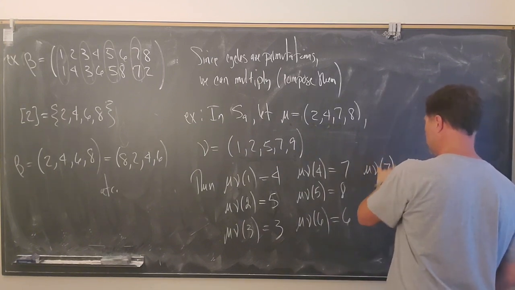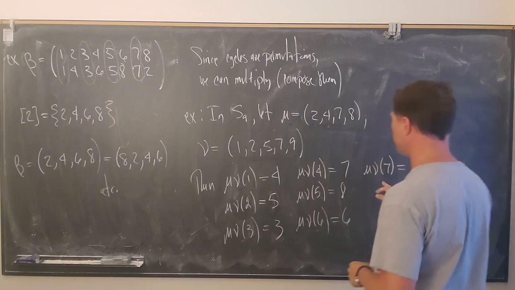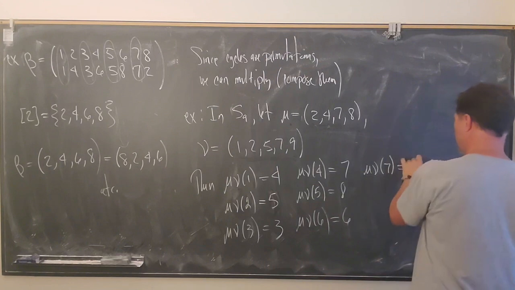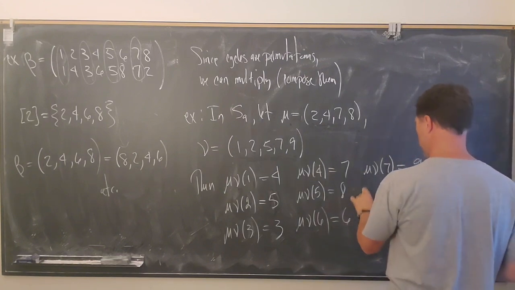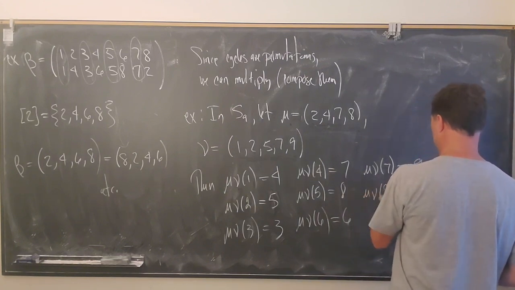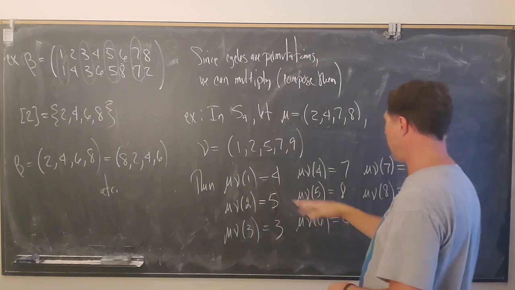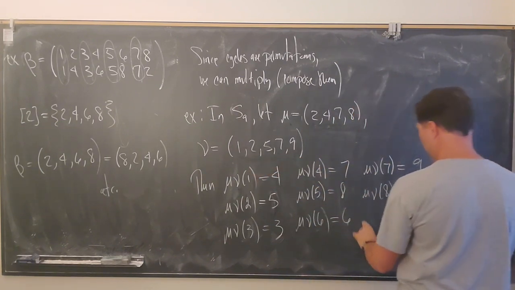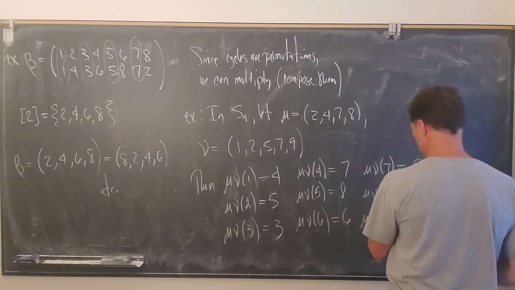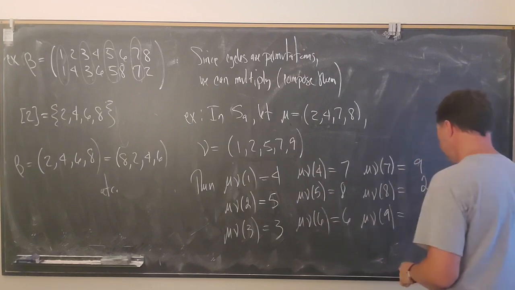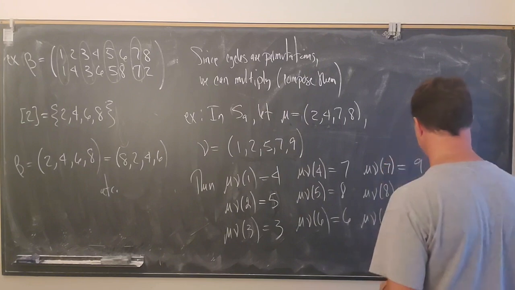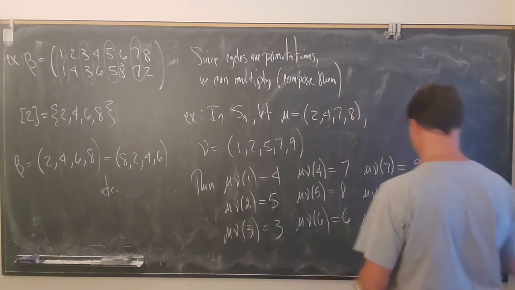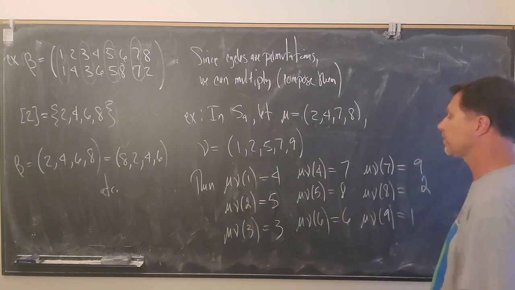Now let's plug in 7. So first do nu. 7 goes to 9. 9 goes to 9, so we get a 9. Mu nu of 8: 8 goes to 8, which goes to 2. And then the last one, mu nu of 9 equals, so let's see, 9 goes to 1, which goes to 1, and so we get a 1.